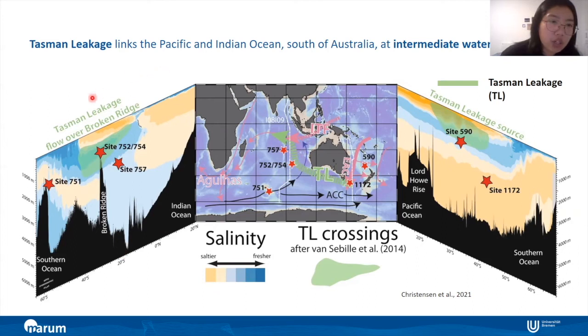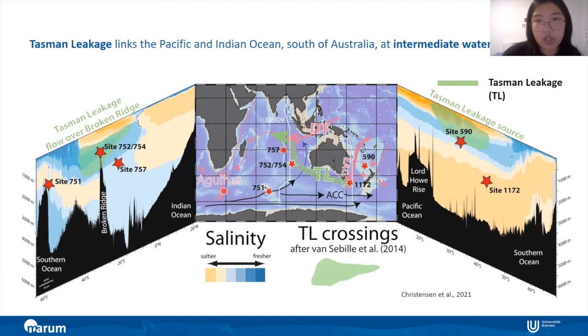In this cross section, you can see the Tasman leakage has a core between 300 and 1100 meters. Meanwhile, the Broken Ridge sits around 1070 meters below the sea surface. So the two study sites, namely ODP sites 752 and 754, are bathed in the Tasman leakage waters. Half of the Tasman leakage waters join the Agulhas Current, and half of them retroflect back into the Indian Ocean.